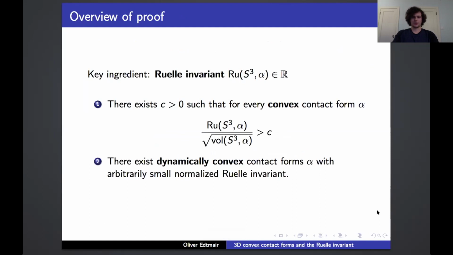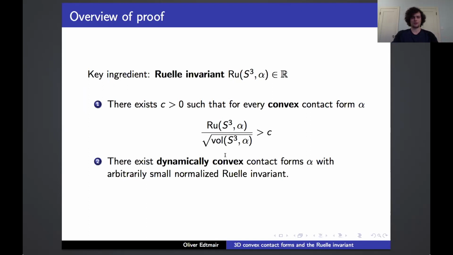Okay, so the main ingredient of our proof that can distinguish convex contact forms from dynamically convex ones is the Ruelle invariant. So that takes a contact form on the standard three-sphere and it associates to it a real number, and this real number measures some average measure of how much the Reeb flow of the contact form rotates. So we'll say a bit more about how that invariant is defined in a minute.